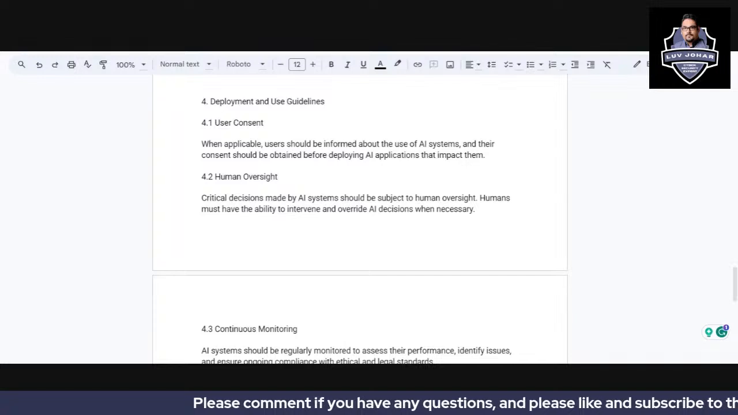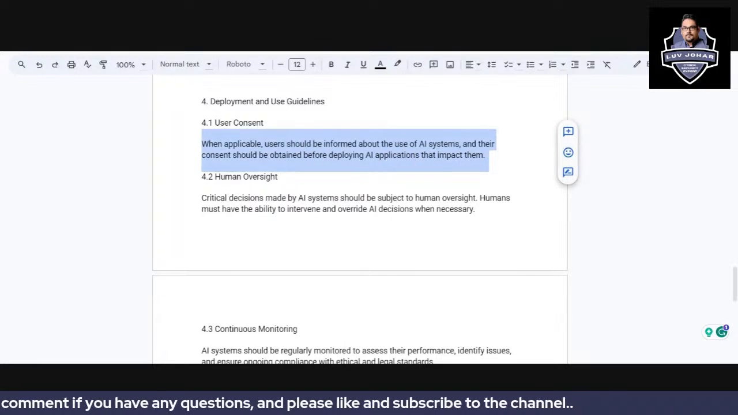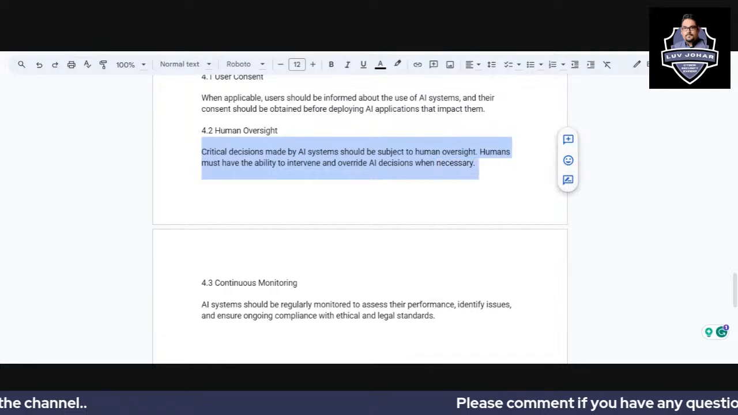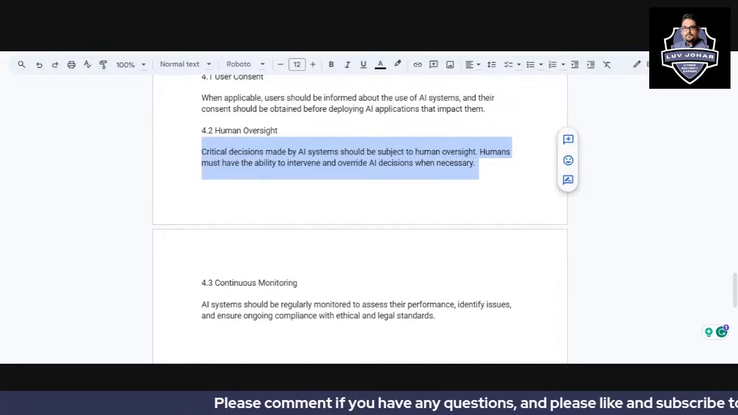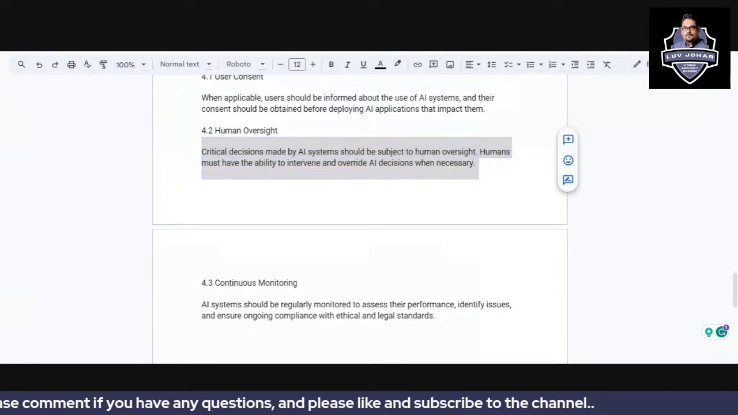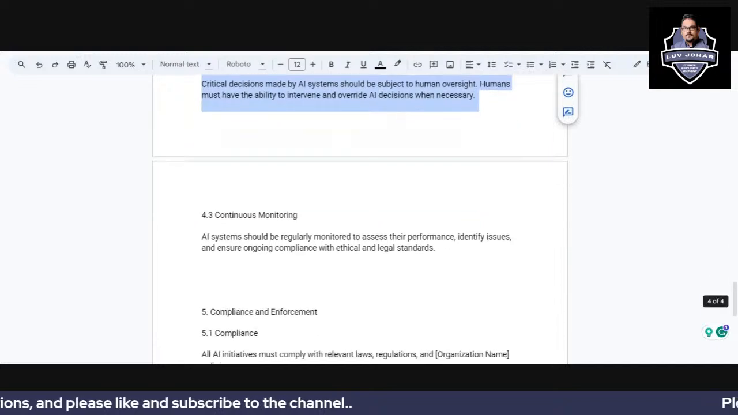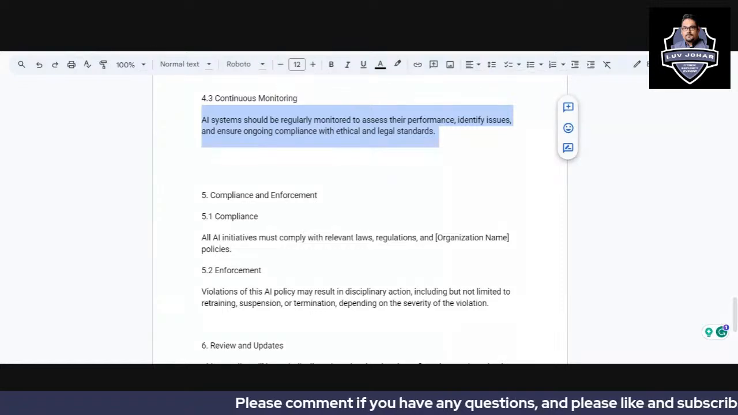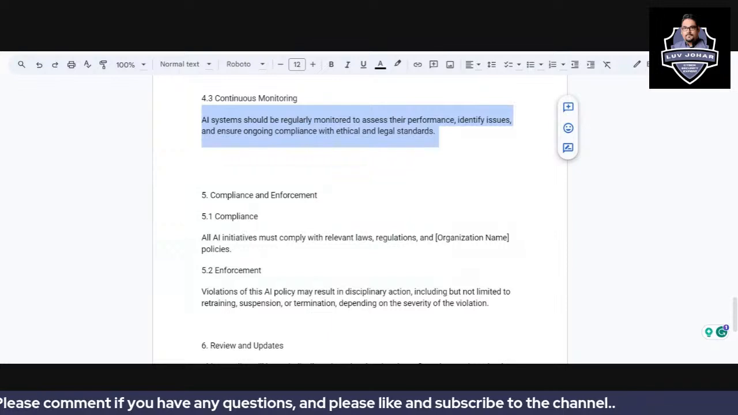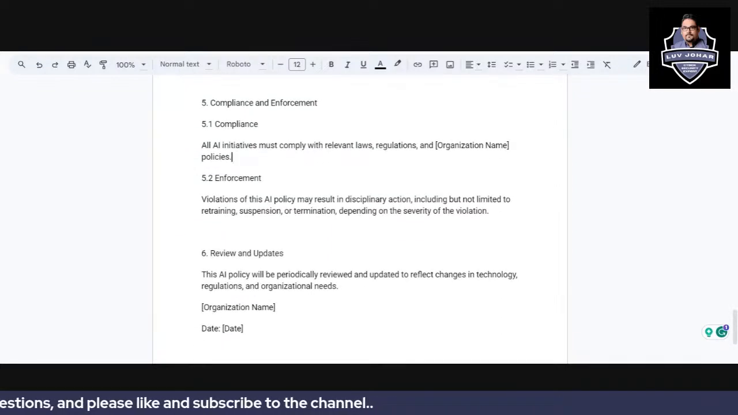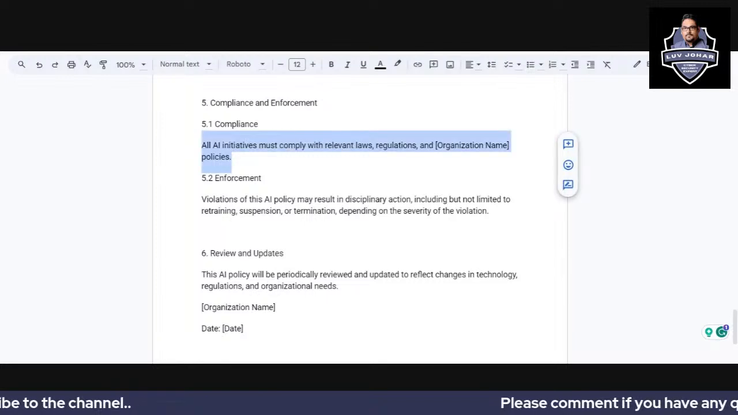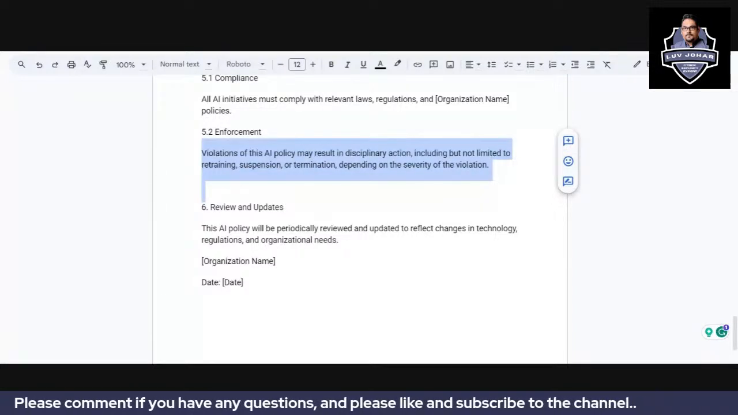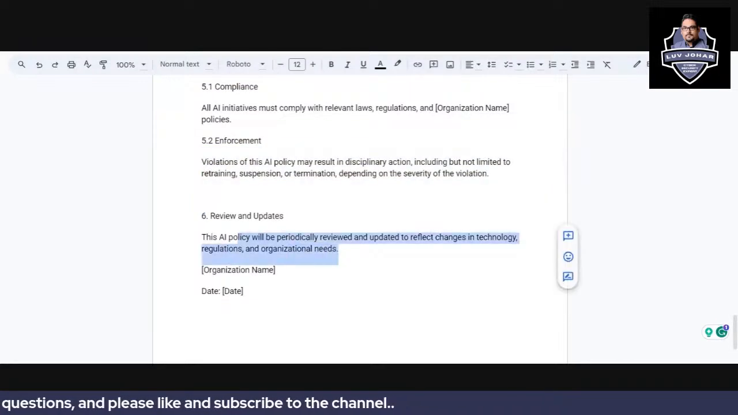Deployment and use guidelines: user consent has to be there, in case you are deploying AI applications that impact users. Human oversight is also important, because you cannot entirely hand it over to the AI system. There should be some mechanism to intervene or override the system in case of any requirements. Continuous monitoring is very important. AI systems have to be monitored for identifying any issues or changes in the results that they produce. Compliance is important. AI initiatives must comply with the relevant laws and regulations, like I've already mentioned. And violations should be clearly mentioned in the cases where AI is being used. Review and updates have to be an ongoing process in this scenario.